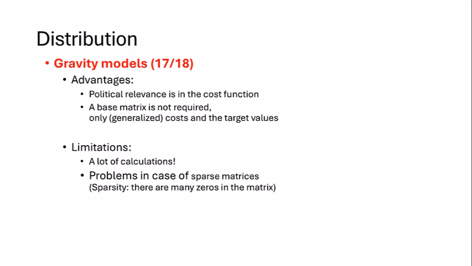Gravity models offer several advantages. They are politically relevant because the cost function reflects real-world policy levers such as travel times, fares, or road pricing. They also don't require a prior base matrix, only generalized costs and target totals. But there are drawbacks. They involve many calculations, and they can struggle when matrices are sparse, meaning many OD pairs have zero flows. In such cases, the calibration may become unstable.